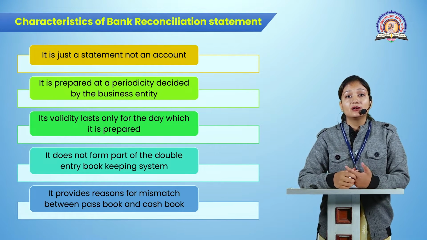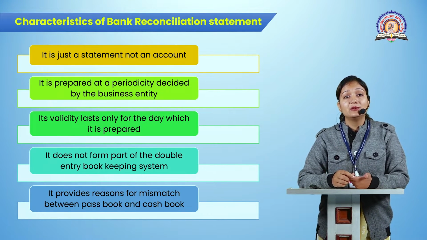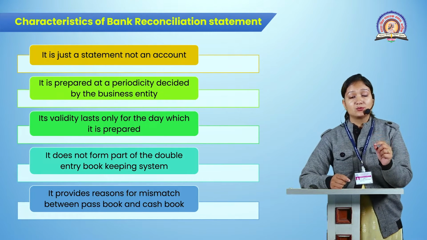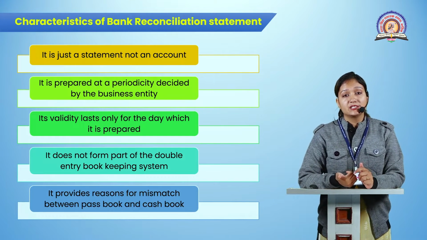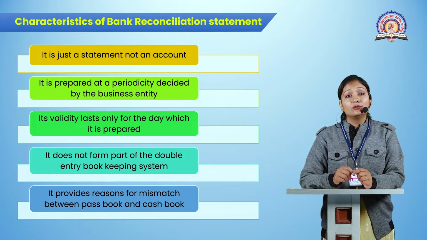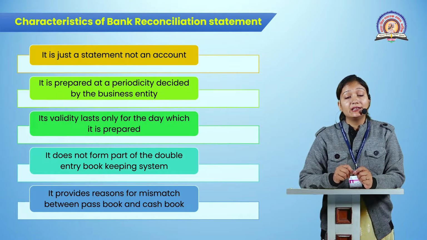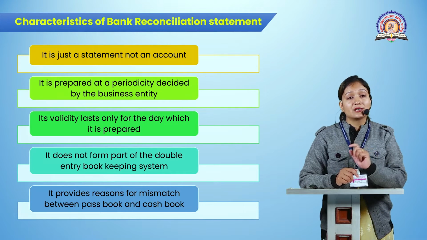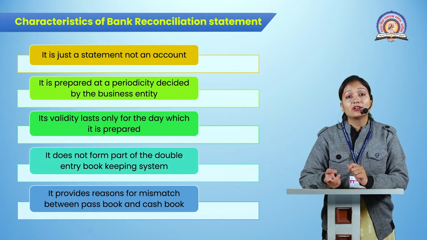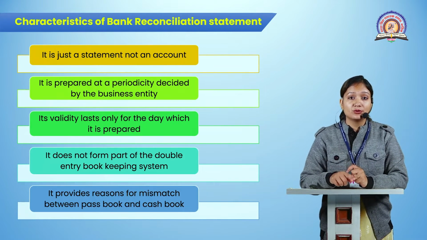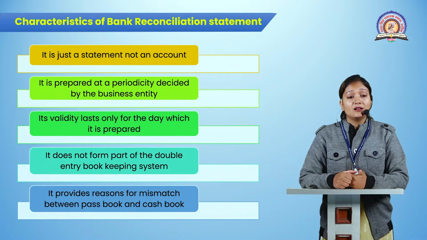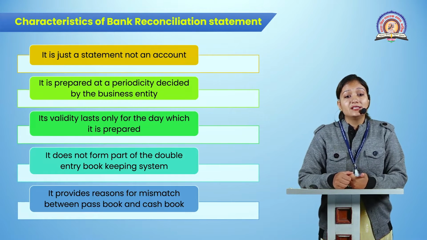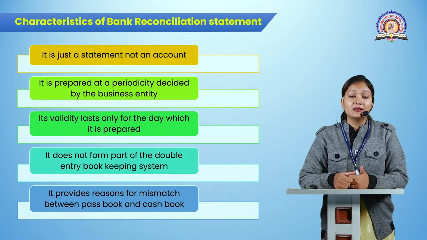But when we are talking about a BRS, we are not keeping it as a double entry bookkeeping system. So what we are doing, we are just maintaining a cash book as a business entity, and the bank is maintaining a passbook as a bank institution. So when we are entering any transaction in a cash book, we are just recording in a cash book, but we are not recording in a passbook because the bank is going to record in a passbook. Okay, is it clear?